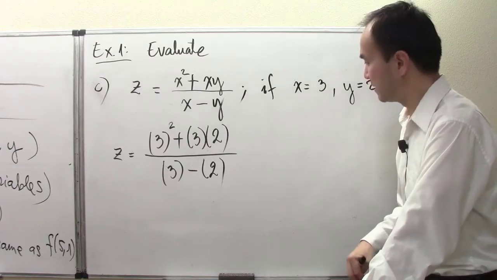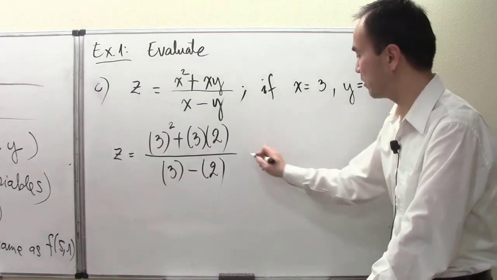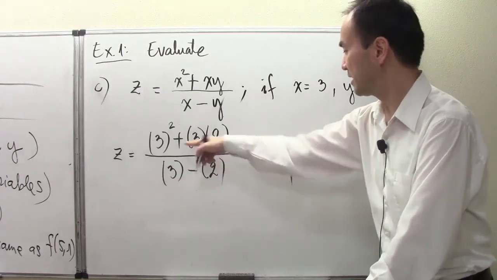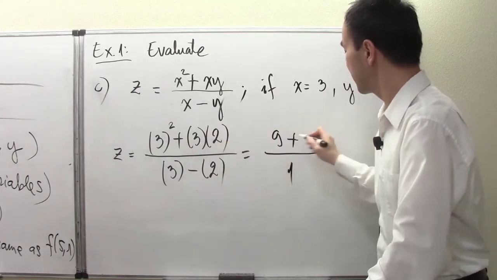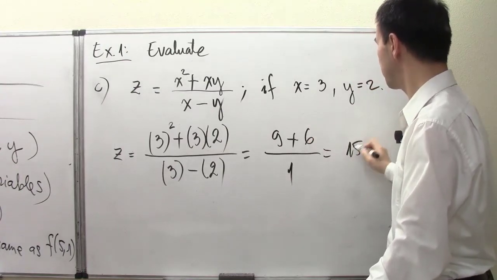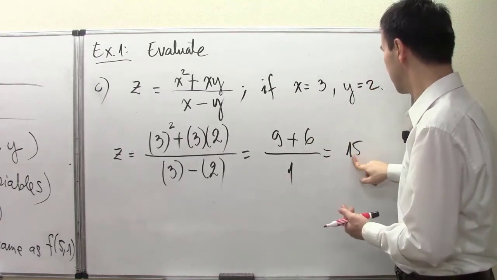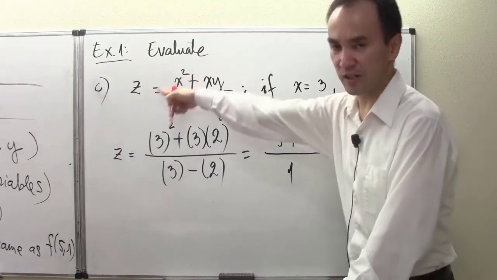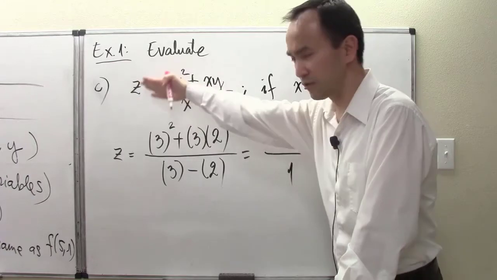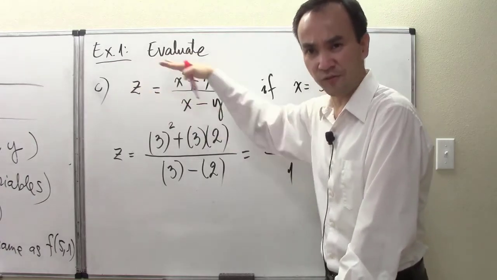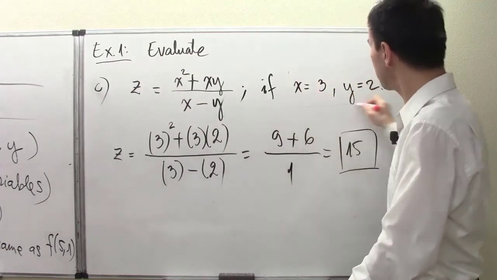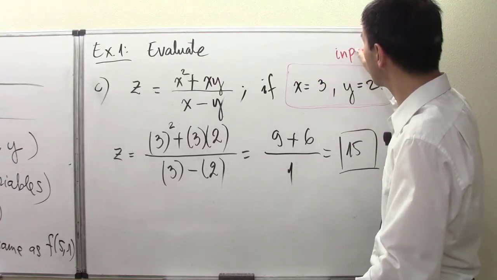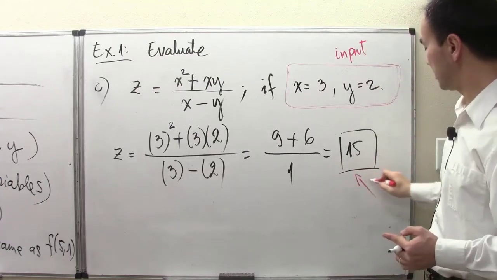That's all there is, and now we're ready for a final calculation. The denominator here is simple, it's just a 1. Then here it's a 9 plus 6, so altogether it's a 15. That's my output value. Now, seeing this as a function, this pair of values right here is your input, and this is our output.